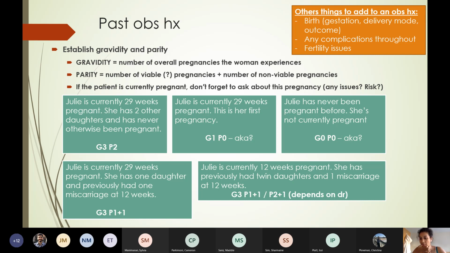Okay, the next one. She's 29 weeks pregnant. This is her first pregnancy. Yeah, exactly, G1P0. And what's the other word for someone who's a G1P0? What's another way to describe them? Primigravida, close. Primiparous, I think, is the official term. Maybe primigravida is also used, but primiparous basically is that.